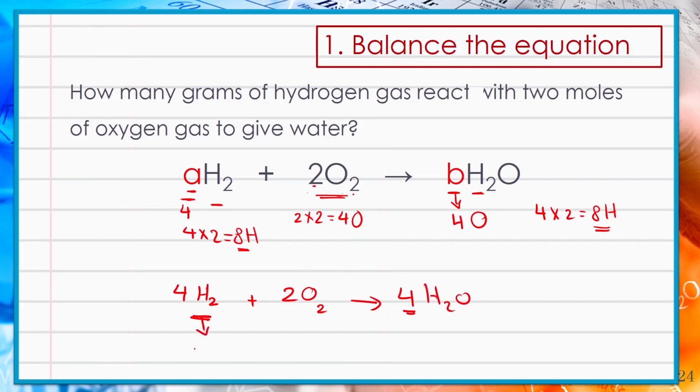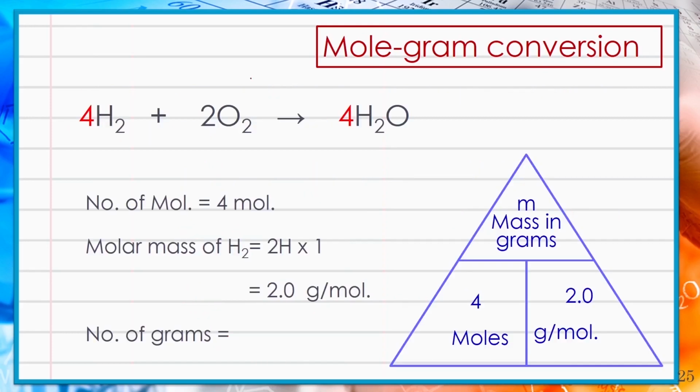But we need to know the number of grams of the hydrogen reacted with the oxygen. So we know that 4 moles of hydrogen gas react with 2 moles of oxygen gas. Now we can calculate the number of grams of hydrogen that reacted with the oxygen gas. The mass in grams of hydrogen is equal to the number of moles of hydrogen gas multiplied by the molar mass of hydrogen gas, which is equal to 2, equal to 8 grams. So 8 grams of hydrogen react with 2 moles of oxygen gas.